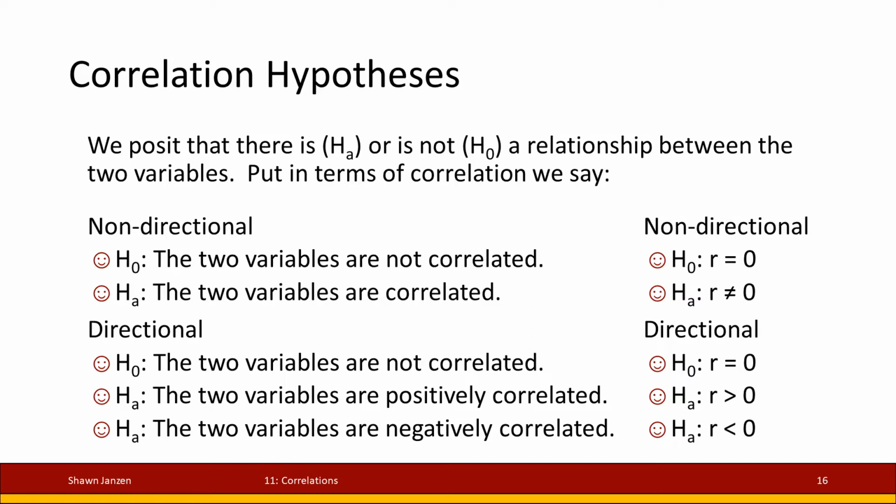Now, you don't really state both alternatives, that r is greater than and less than 0 at the same time. You're only going to state the one that you believe you're going to find. Otherwise, you'd just be using the non-directional version.